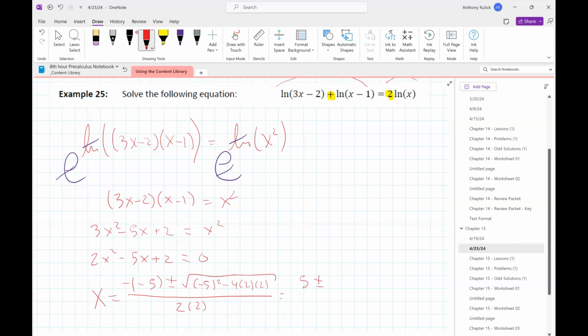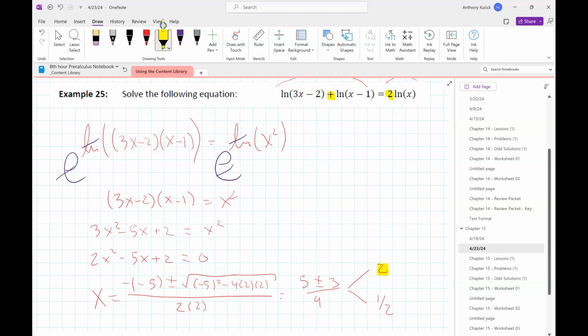Negative 5 squared is 25. 4 times 2 times 2 is 16. 25 minus 16 is 9. Square root of 9 is 3. 5 plus 3 over 4 is 2. 5 minus 3 over 4 is 1/2. But I'm not done. I have to check.